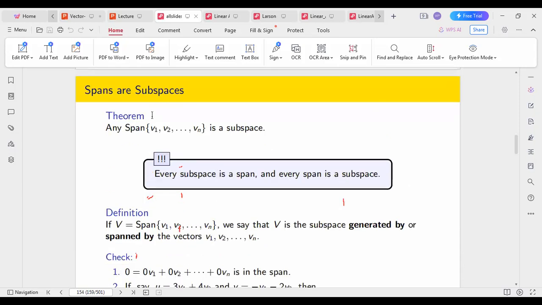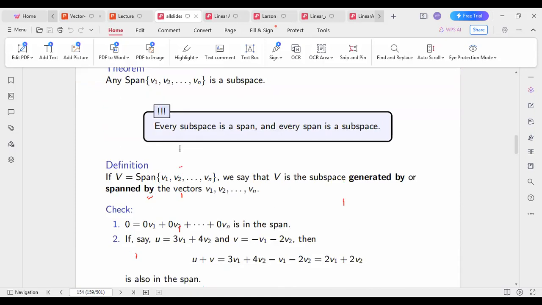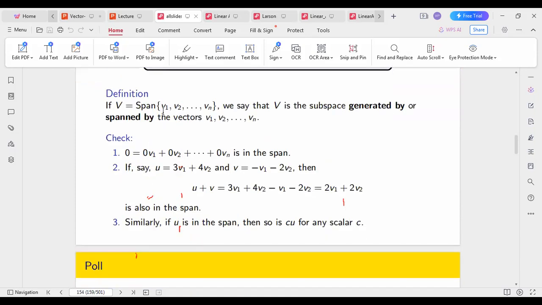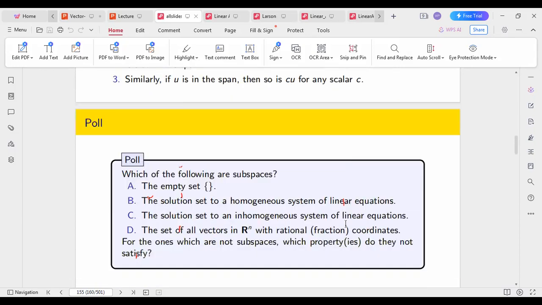Now, spans are subspaces. If B equals the span of this, we can say that B is a subspace generated by or spanned by the vectors b1, b2, up to bn. Suppose 0 can be written as a linear combination of b1, b2, up to bn in the span. If u equals this and v equals this, then u plus v is also in the span, because it can be written as a linear combination of the vectors. Similarly, if u is in the span, then the scalar multiple for any scalar c also satisfies the properties.